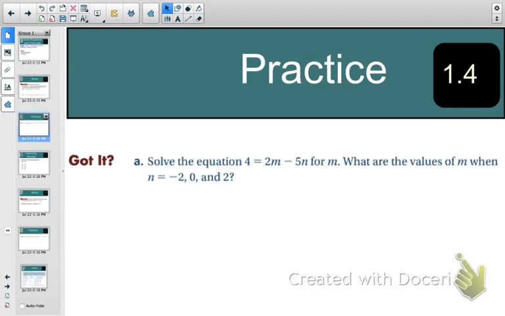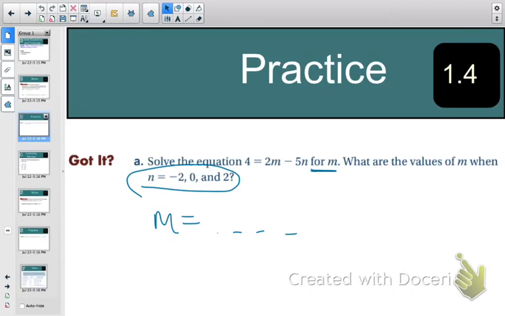Okay, now this says solve the equation 4 equals 2m minus 5n for m, so you're solving for m. Okay, so that means m is the one you're getting by itself. So get m by itself, then plug in these values for n. Your result should be m equals something, something, something. Now when you plug those numbers in, you should get m as a number and n as a number. So go ahead, try that. You can pause this in 3, 2, 1, pause.